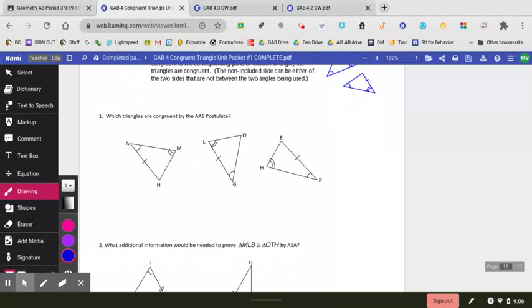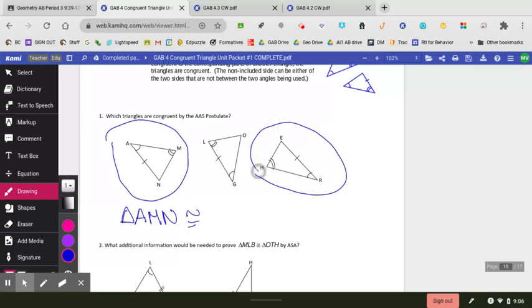However, it does need to be the side next to the same angle in both triangles. So, which triangles are congruent using angle, angle, side? The triangles that are congruent using angle, angle, side are triangle AMN is congruent to triangle A goes with R, because those two angles are congruent. M goes with H, because those two angles are congruent. And then E. And notice that AN is next to the same angle as RE, which is our side.